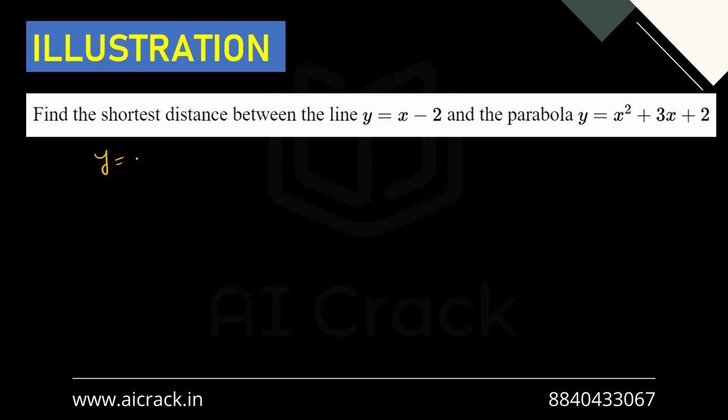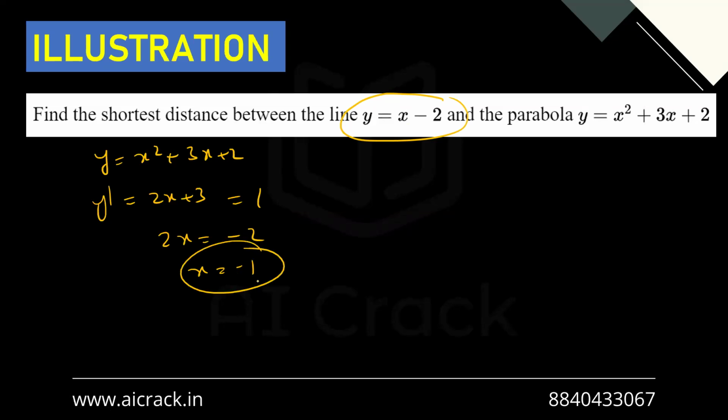So we have y equals x square plus 3x plus 2. So to find out the slope at a particular point, we have to differentiate it. So y dash would be 2x plus 3. Now we know that y dash at that point was 1 because it was parallel to this line, right? So this would give us 2x equals minus 2. That's why x equals minus 1, right? We have got 1 point over here.